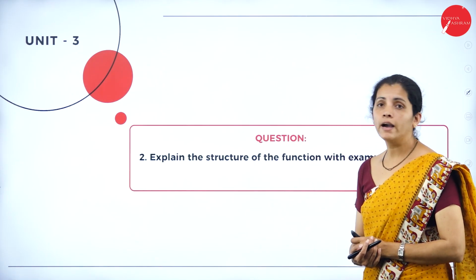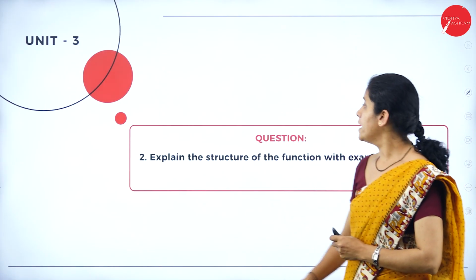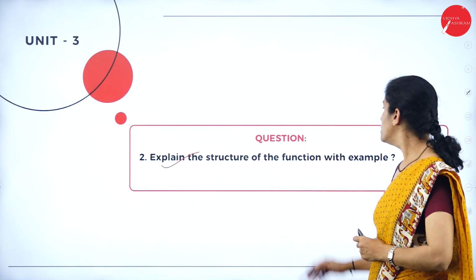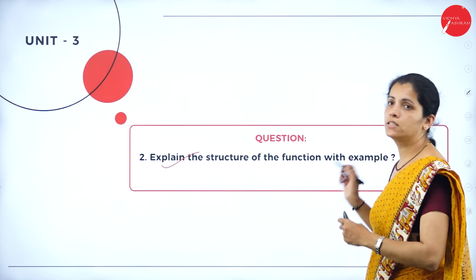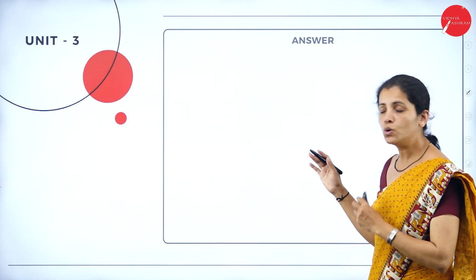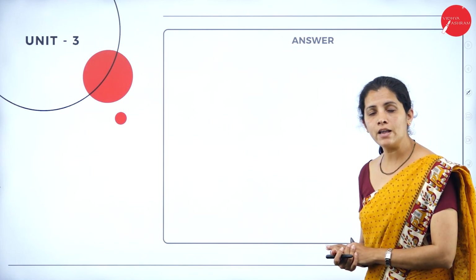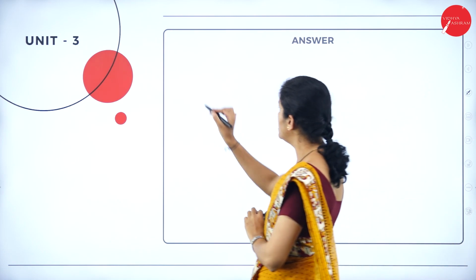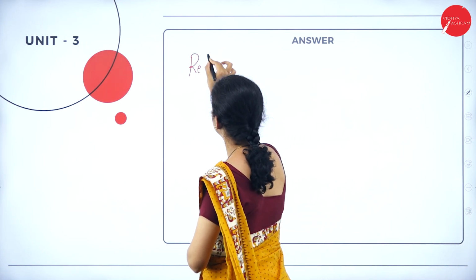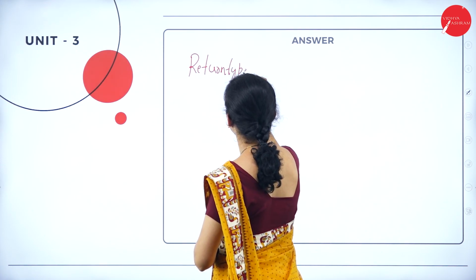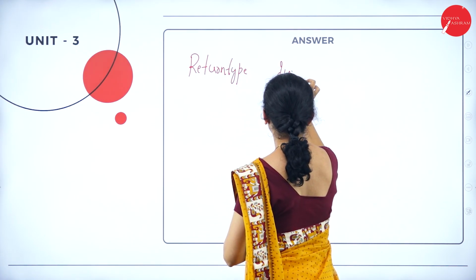Okay, fine. Another question here is, explain the structure of the function with example. So I want to write the structure of the function. We know what is a function, then I want to write the structure of the function. So here first I have the return type, along with that the function name.